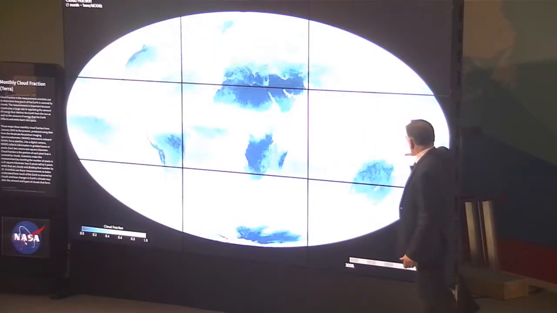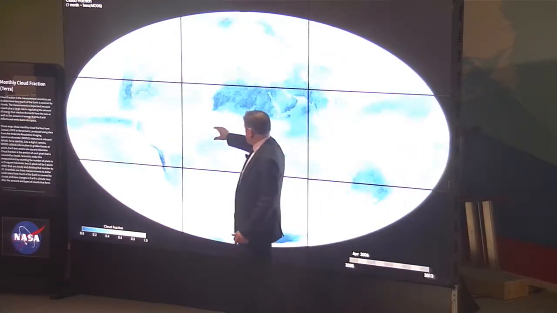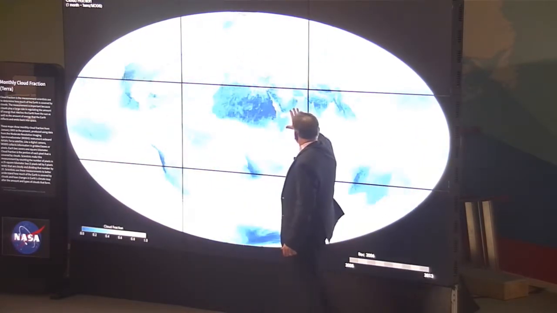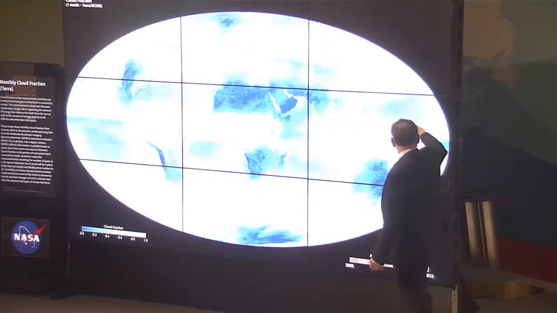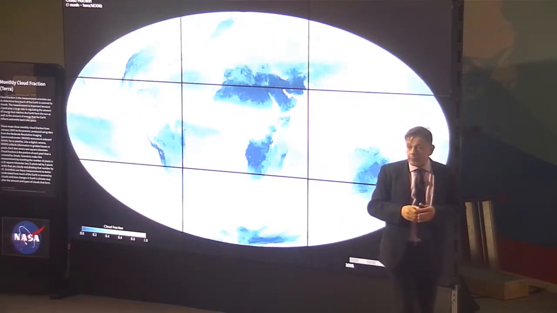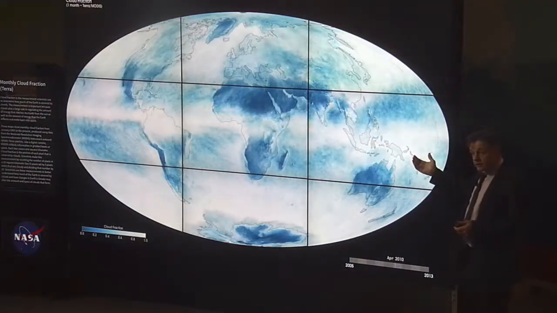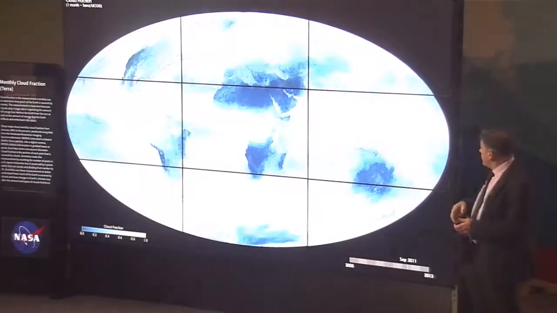You can see the dense cloud over the maritime continent here, and typical tropical cloud belts, the intertropical convergence zone. You can see the dry areas over the Sahara Desert there, over the deserts, and also the subtropical dry zones here where there's very little cloud compared to other regions. Again, another component of the climate system.